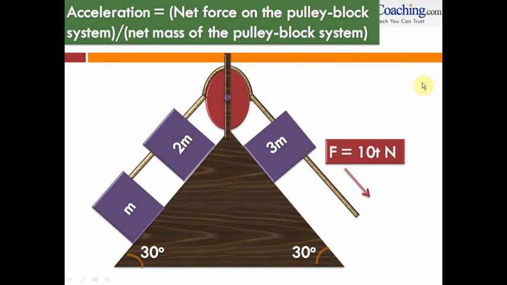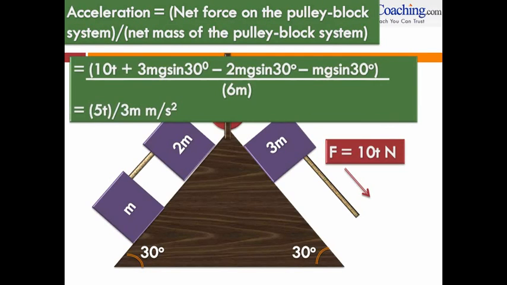In this case, the net pulling force down the plane towards the right is F equal to 10t plus 3mg sin 30 degrees minus 2mg sin 30 degrees minus mg sin 30 degrees. The net mass being pulled is 3m plus 2m plus m, that is 6m. So when we divide the net pulling force by the net mass of the pulley block system, we get the acceleration of the system, that is 5t by 3m meter per second square.